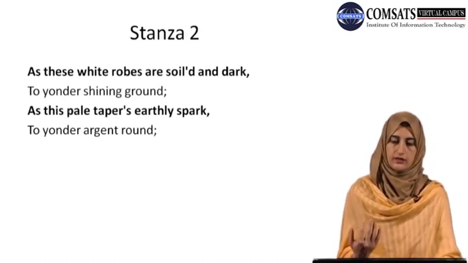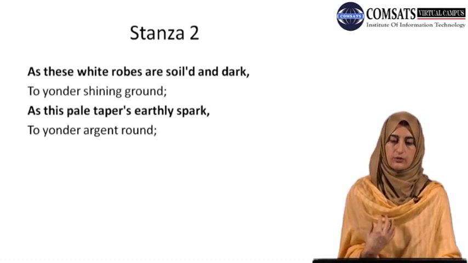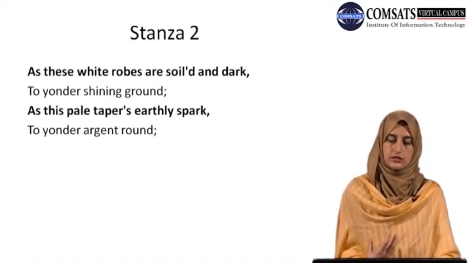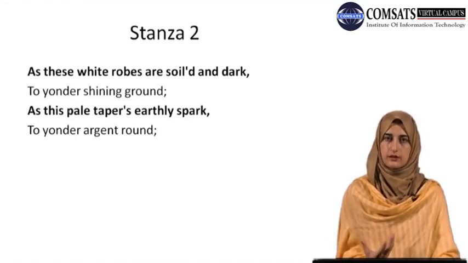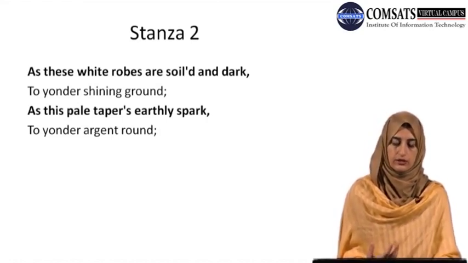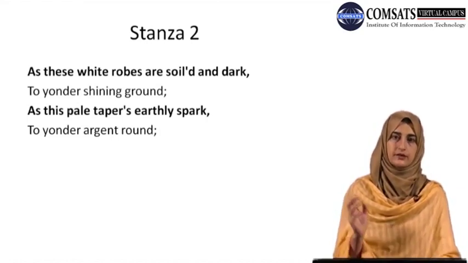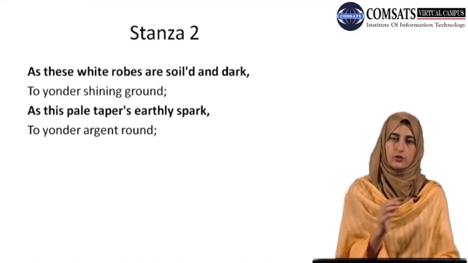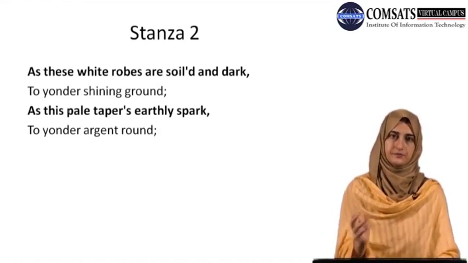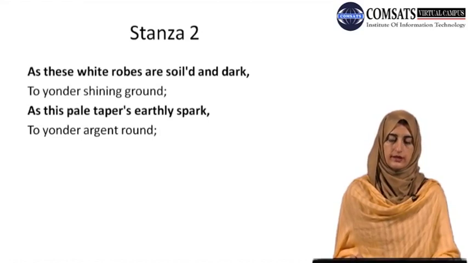But now she says, as these white robes are soiled and dark, she's talking about her own clothes. Robes means clothes. She says, as my white clothes are soiled. Soil means dirty, and dark because they are maybe unclean. But darkness here suggests sinfulness. She says, I am unclean, I am sinful, and my robes are dirty and dark as compared to this shining ground. The ground is shiny because it is all covered with white, pure snow, and the moonlight is reflected. That is why it is shiny.